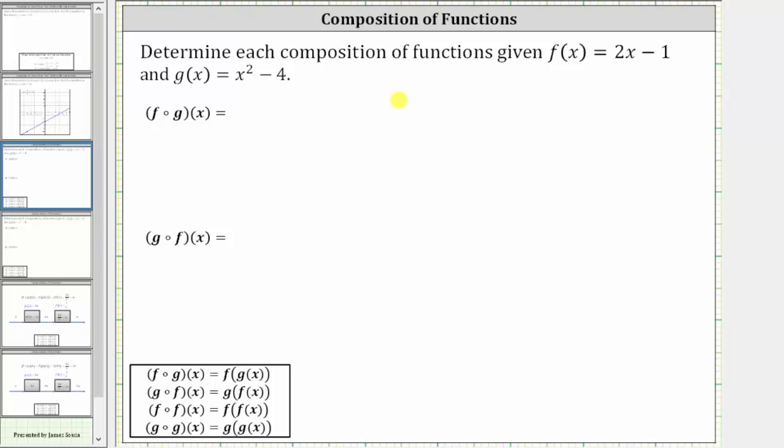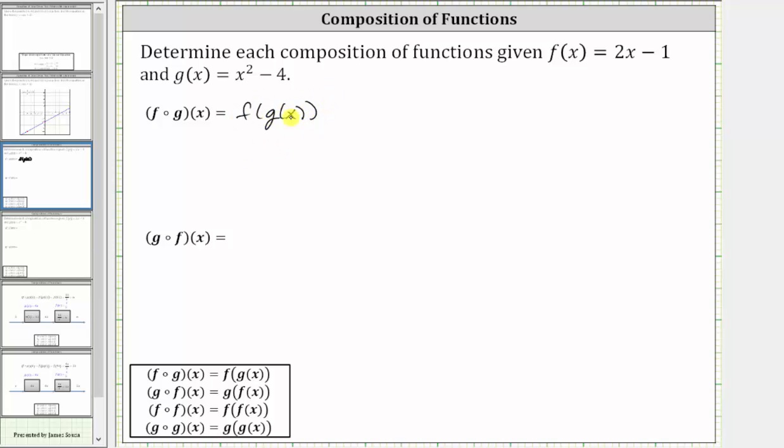We're asked to determine each composition of functions given f of x equals 2x minus 1 and g of x equals x squared minus 4. We first have f of g of x, which we rewrite using the alternate form shown here below, which is still f of g of x.